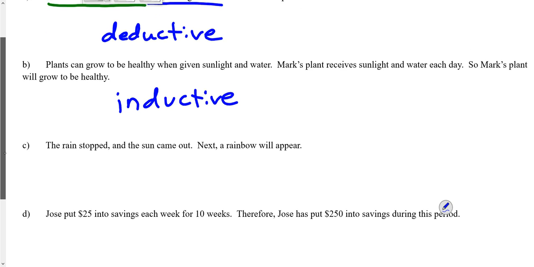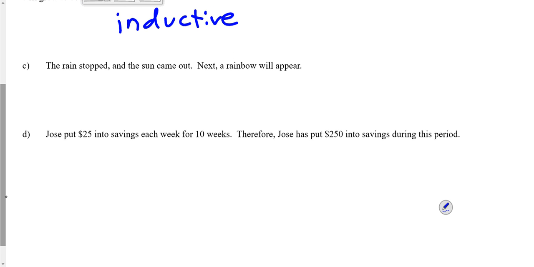All right, so then looking at C, the rain stopped and the sun came out. Next, a rainbow will appear. So pause and think about that for a minute. Would that be deductive or inductive reasoning? The rain has stopped, the sun came out. Next, a rainbow will appear. Is there always a rainbow after a rain, even if the sun comes out? There might be somewhere. Maybe you don't see it.